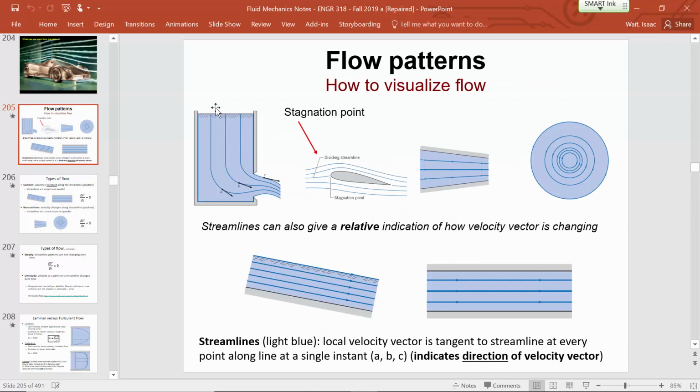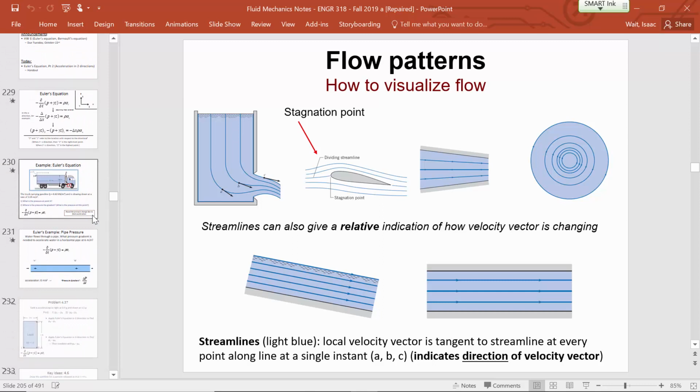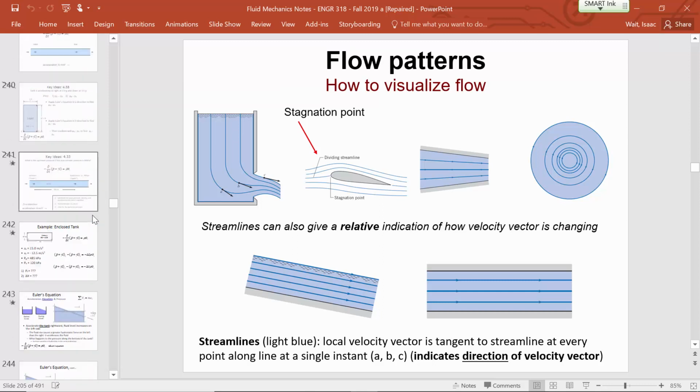Okay, so here are some streamlines, these ones in light blue. It shows the direction of flow, and we can get a relative idea of when the velocity is changing as the streamlines get closer together. But you can only apply Bernoulli's equation along a single streamline. So we couldn't use that equation to predict, for example, the change in pressure between this point and the top streamline, because that's not connected by the same streamline. So that's the second assumption, that it's along a continuous streamline.